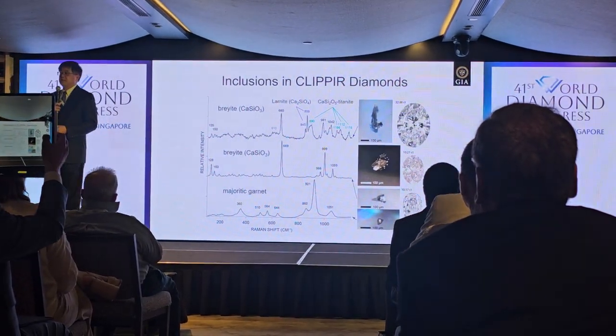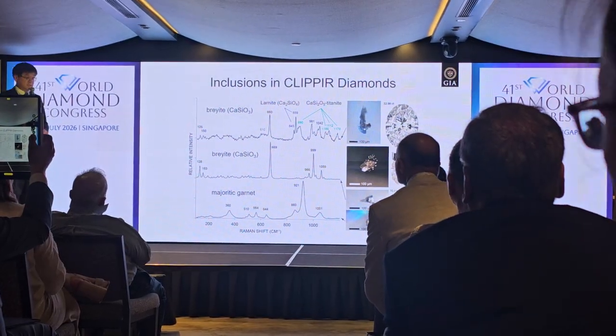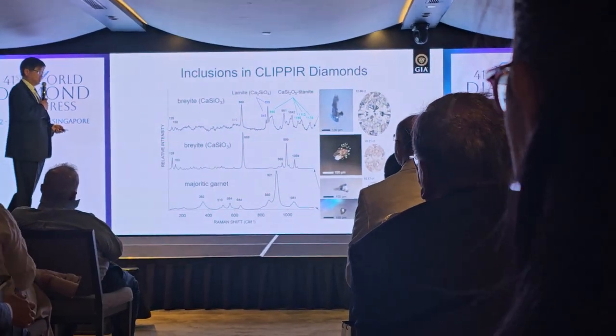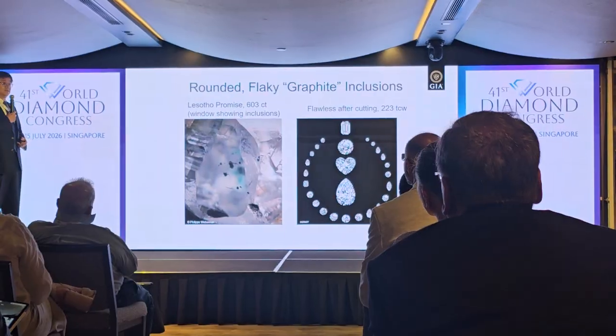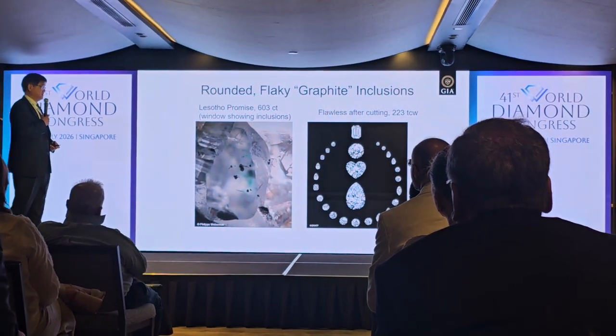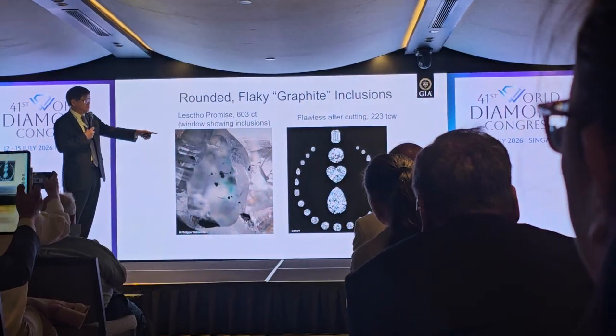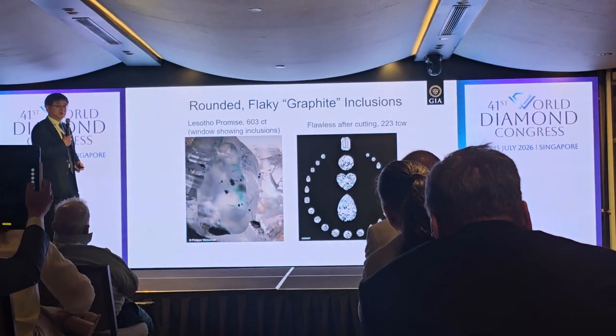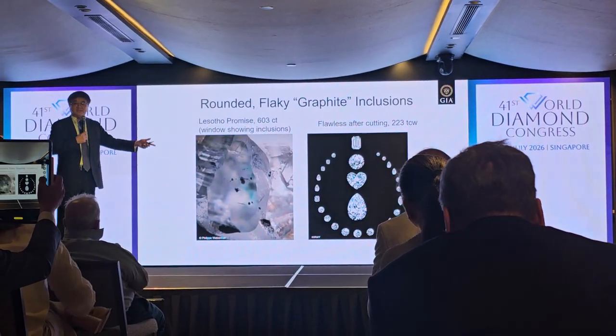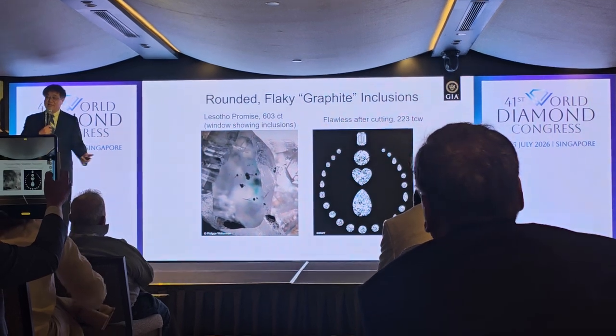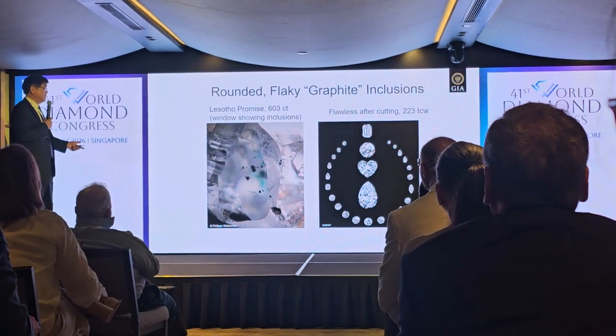This inclusion immediately told us these diamonds are from either the transition zone or the lower mantle. And this is another famous diamond, which they promised was magically turned into a 223 deep flawless diamond. We at GIA, I probably tested every single one of them, tested the stones in the New York lab.